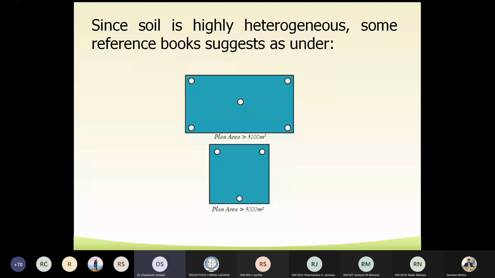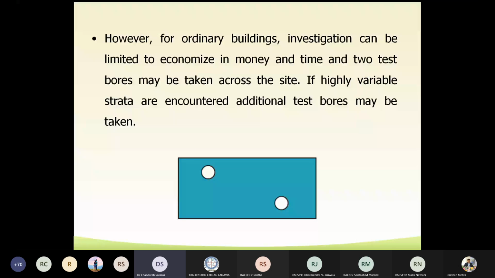However, each and every time for a rectangular plot area of approximately 4,000 square meters, we need not go for 5 bores. Whenever you have to go for economy, whenever your buildings are ordinary, or whenever you have a very small project, in such cases, instead of 5 bores, sometimes 2 boreholes work. So we may also go for 2 boreholes in certain circumstances instead of going for 5 boreholes.